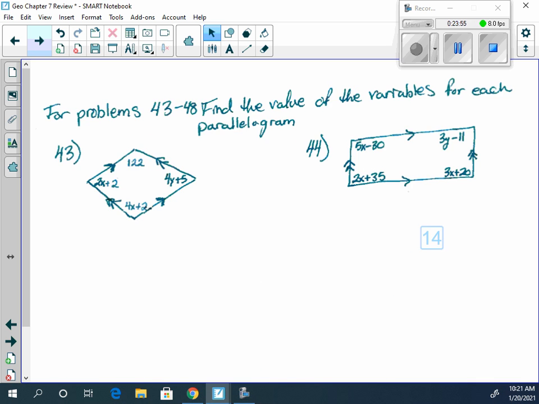Okay. We're skipping to 43. I don't think I included 39 through 42 on the test, so I took it out. 43 through 48. Any one of those in particular you want to look at? Any one of those in particular you guys want to look at?